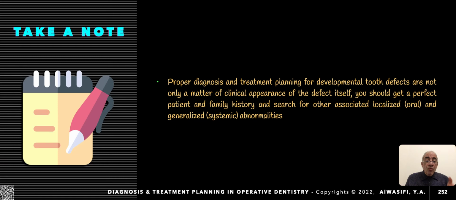Then please take this note. For these developmental defects, proper diagnosis and treatment planning are not only a matter of the clinical appearance of the defect itself, but as we discussed, you should get a perfect patient and family history and search for other associated localized oral and generalized systemic abnormalities.